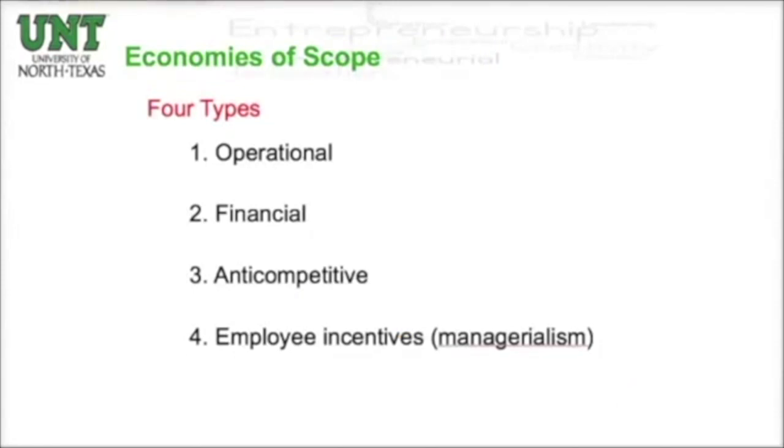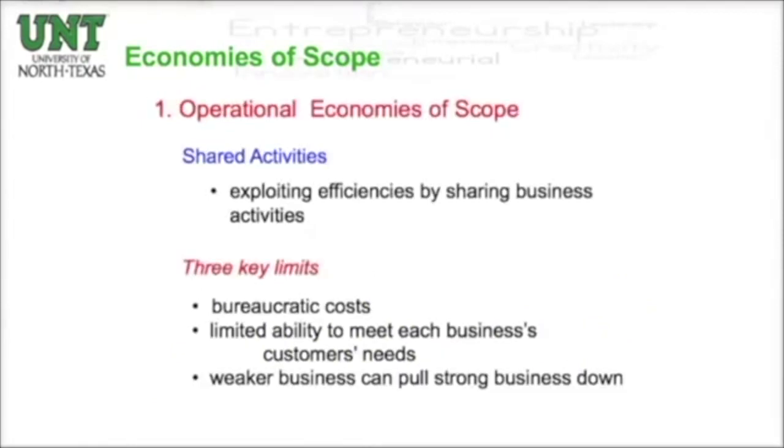We'll talk a little more about that in just a second, but here are the 4 common reasons why a business will diversify, expanding into either a new product area or a new geographic market: operational, financial, anti-competitive, and managerialism, which is a slightly different one that we'll talk about just a little bit. So first, operational economies of scope. The first one is just sharing resources and getting some kind of synergy. So you are exploiting efficiencies by sharing some of the activities of the firm.